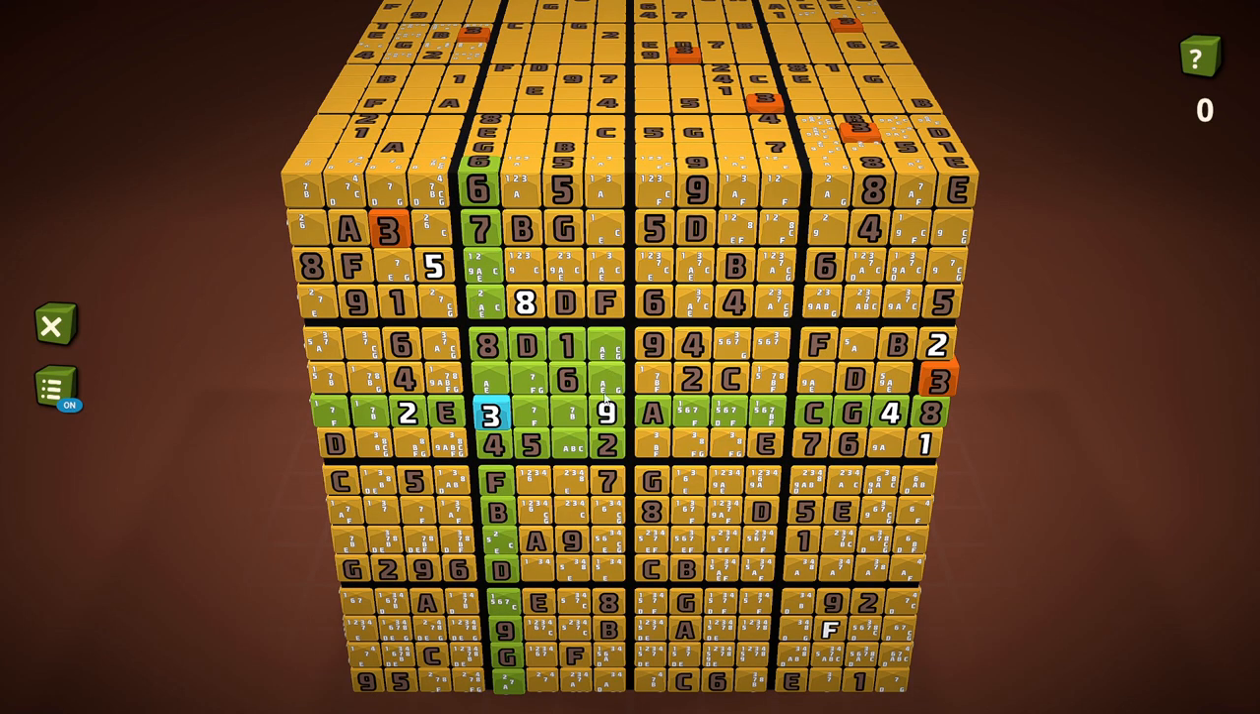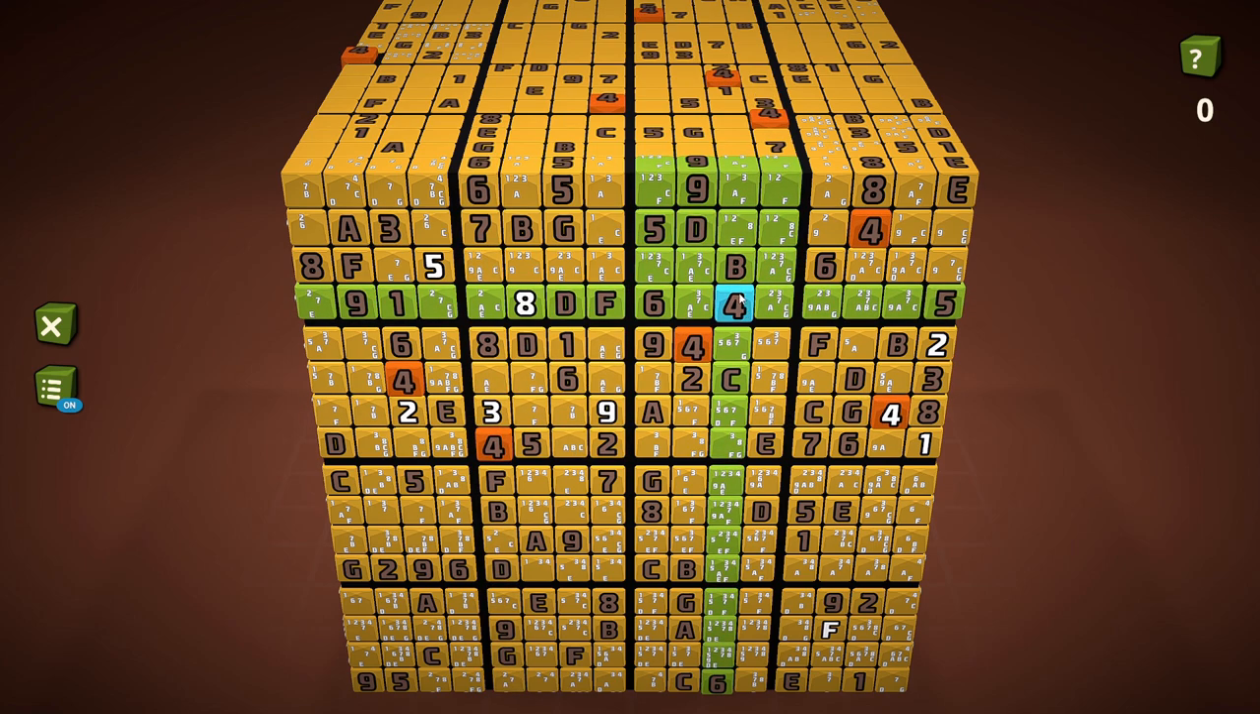Alright, alright. Are there any that are like the only one of their block that could be a certain number? So let's see. 2, and then 3, and then nothing alone at 4. Oh wait, that can't be a 4. So the 4 has to be on the top row. So these two can't be 4, which I've already calculated in. Wait. Can't be a 4, can't be a 4, can't be a 4, can't be a 4.